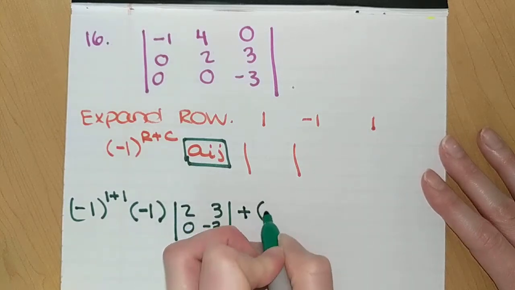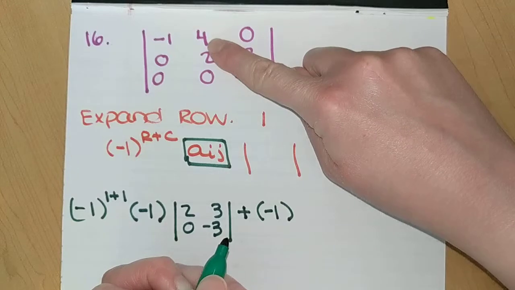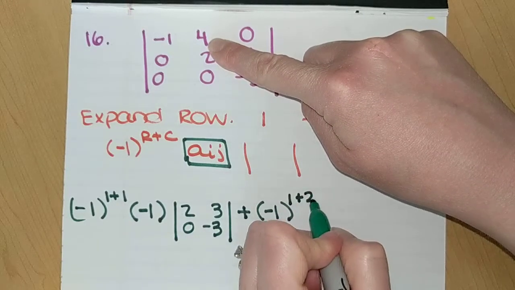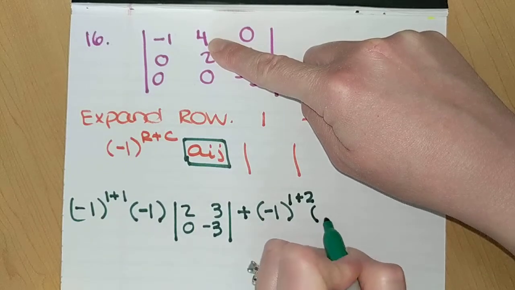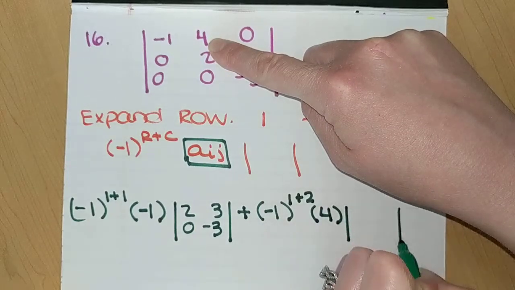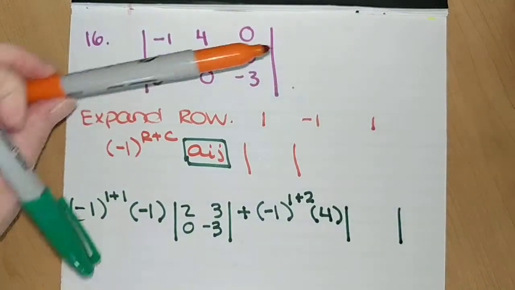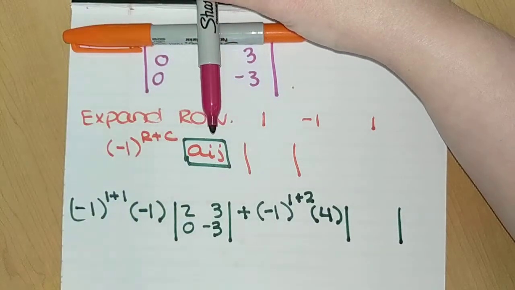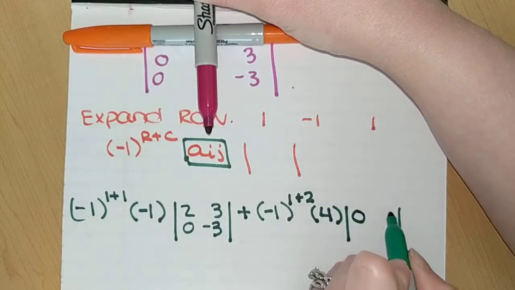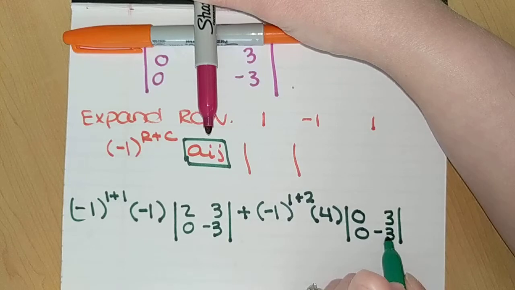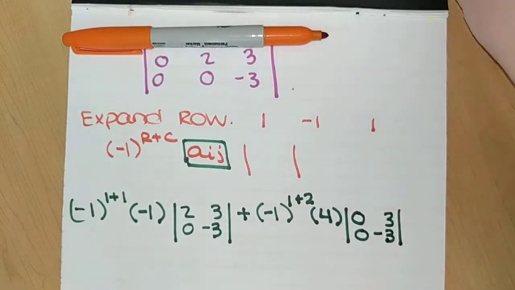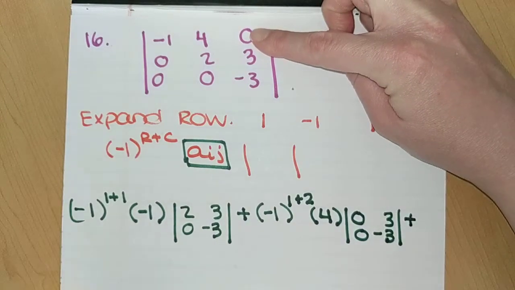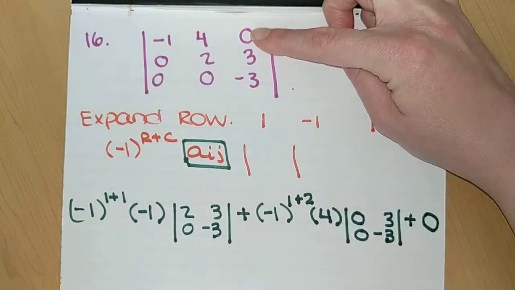Then I'll add that to -1, and then in this 4 you have row 1 plus column 2, and then multiply that by the matrix entry of 4, and then the 2 by 2 that results. So if you cross out row 1 and you cross out column 2, then the matrix that you're looking at is 0, 3, 0, -3. Okay? Now, the third addition would be the 0, but anytime you have 0, that's just going to completely cross out to 0.